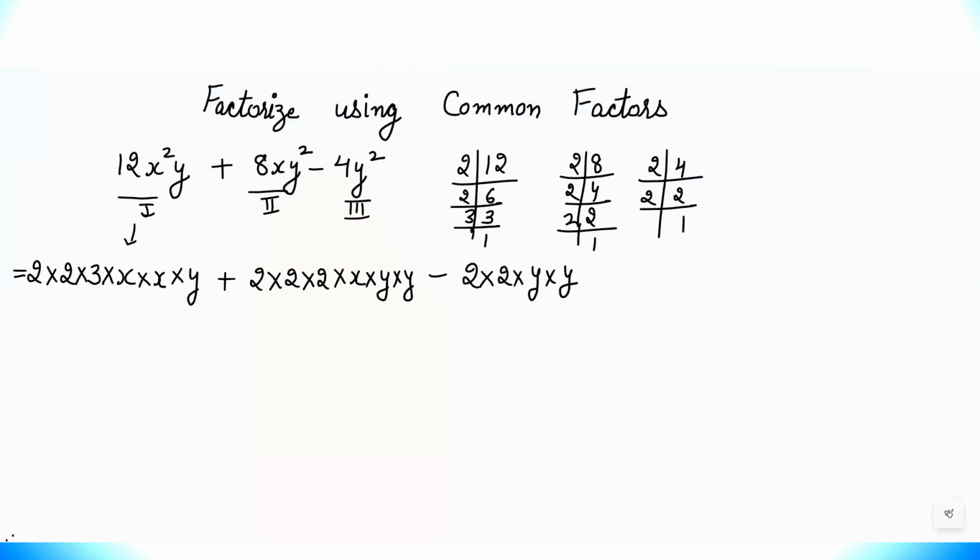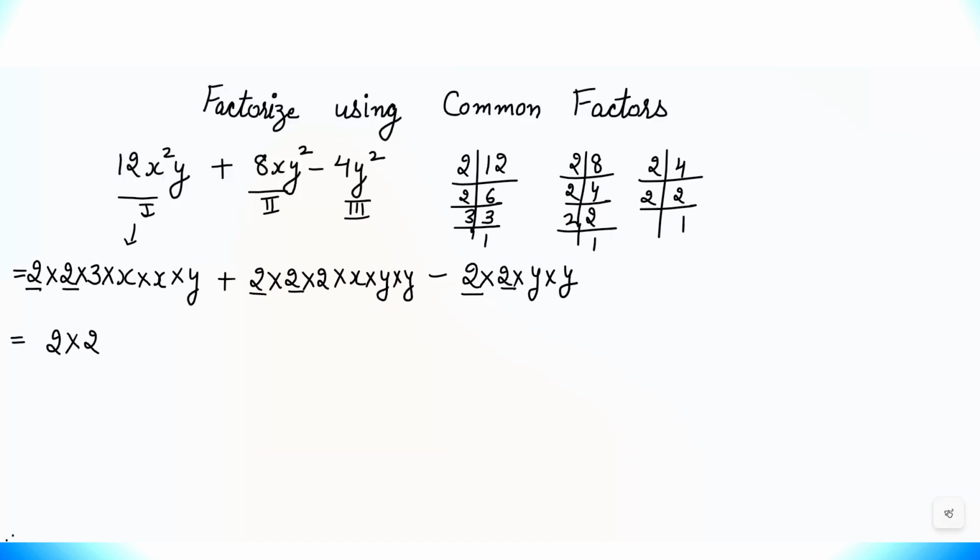Now I will see what all terms are common in the first, second and third. In the first I see 2, in the second also we have 2, in the third also we have 2. That means this 2 is common in all. I'll write it here. Then I will see the next 2. This is here, this 2 is here, this 2 is here. So we have another 2 which is common. Then I will look at 3. So 3 is there in the first term but not in the second and third. That means I will not take 3 as common.